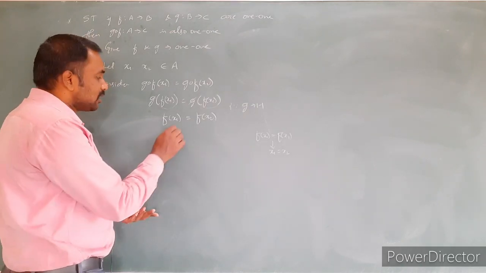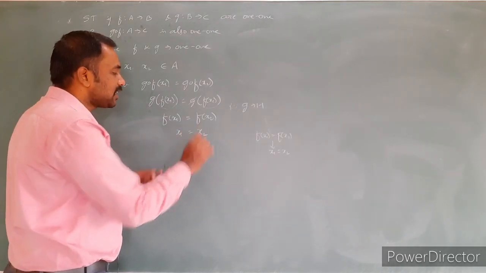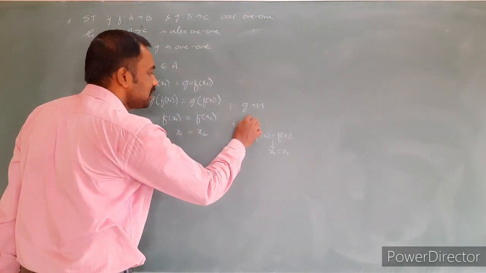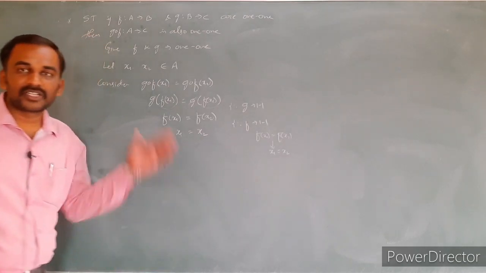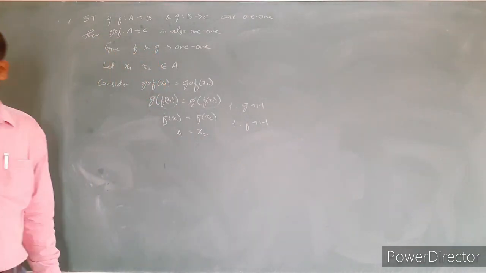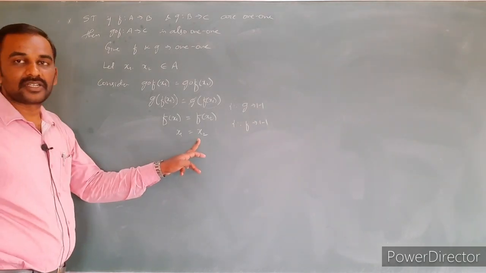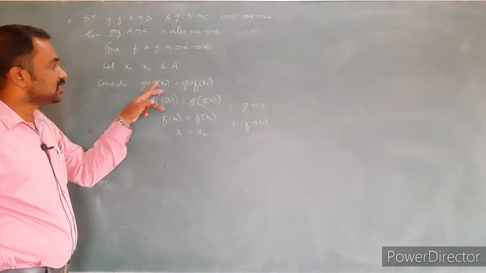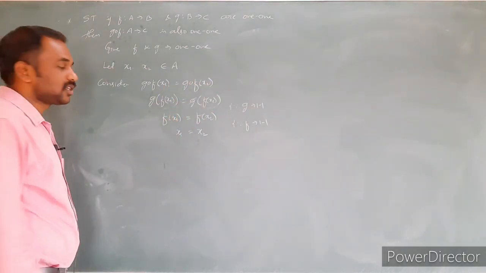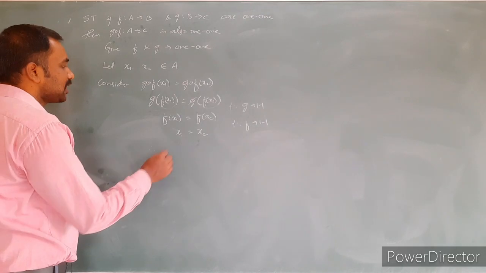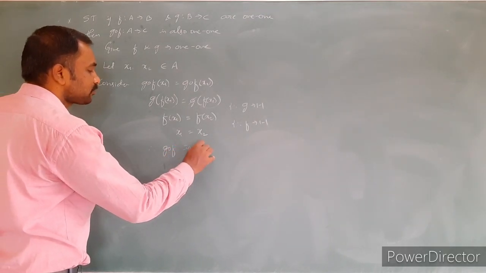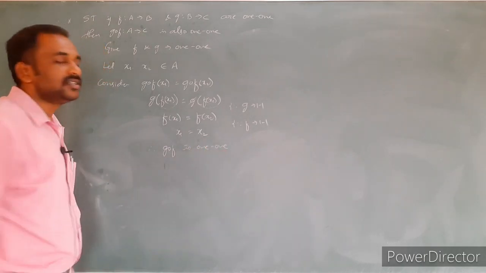Again f gets cancelled. What can we write? x1 equal to x2. How is f cancelled? Due to the reason that f is a 1-1 function, because they have only given that f is 1-1. Therefore it cancels. We just got x1 equal to x2. I considered g circle f of x1, x2, and we got x1 equal to x2. Then we can give the final conclusion that g circle f is a 1-1 function.